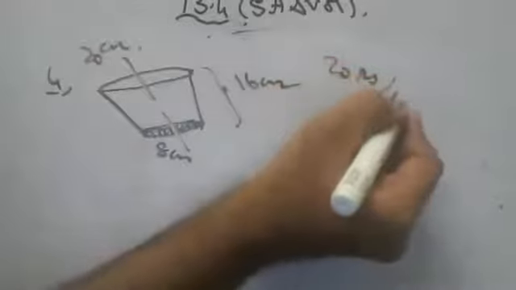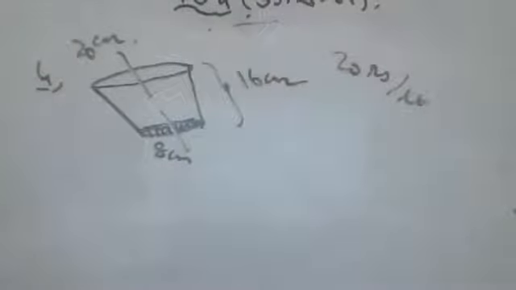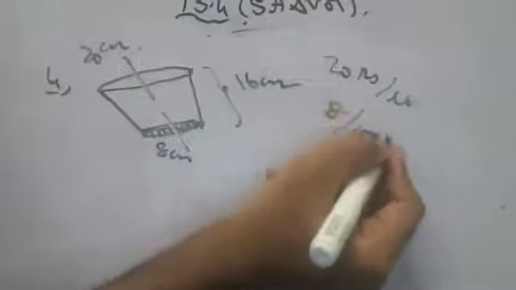20 rupees per liter. And find the cost of metal sheet required at the rate of 8 rupees per 100 centimeters square. So both you have to find out. First the cost of milk, and also the cost of material required. Let's find the cost of milk. Finding the cost of milk means finding the volume.